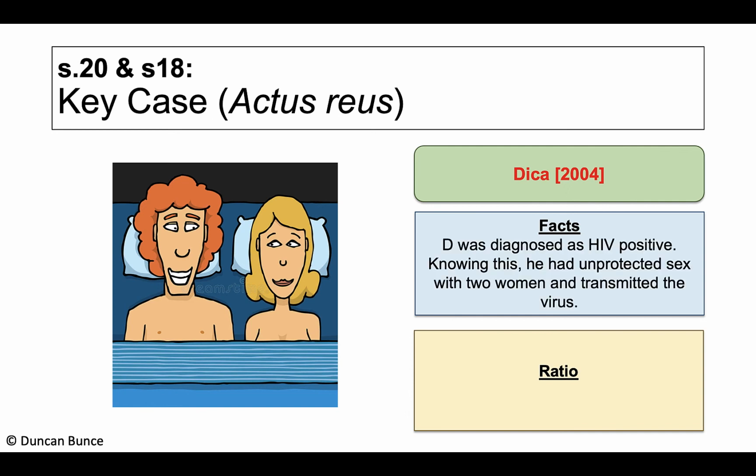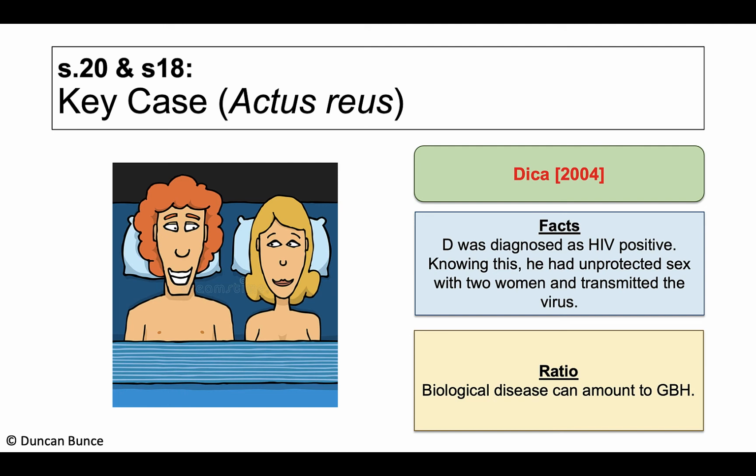In the case of this, defendant was diagnosed as HIV positive. Knowing this, had unprotected sex with 2 women and gave them the virus. And courts held here that biological disease, namely HIV, which could lead to full-blown AIDS, although thankfully by today's standards, medical advancements means it's not quite perhaps the death sentence that it seemed to be, but nonetheless it's still serious, can amount to grievous bodily harm.